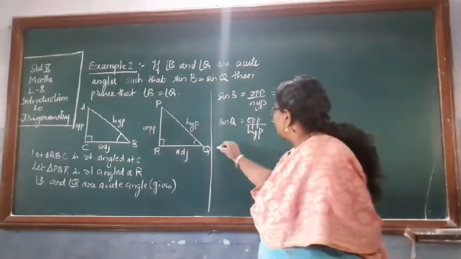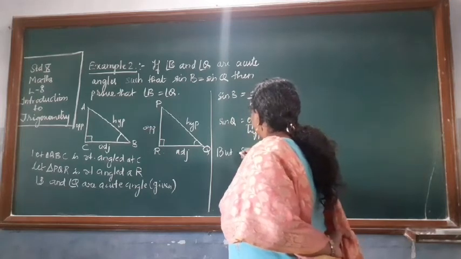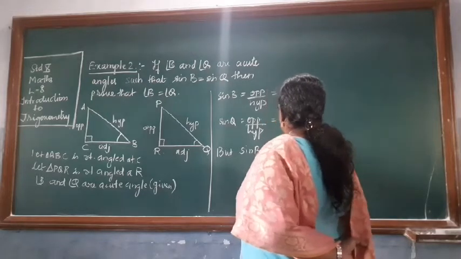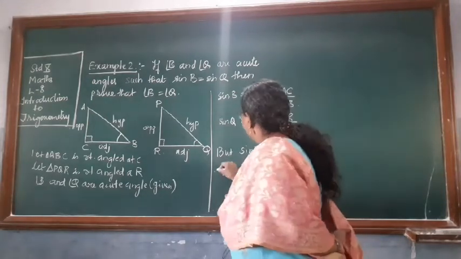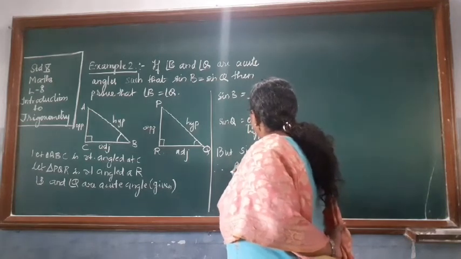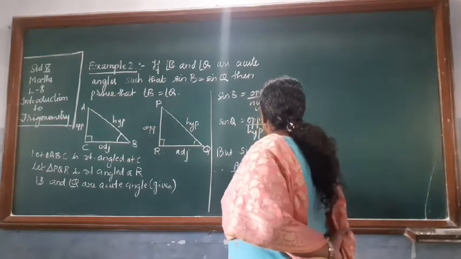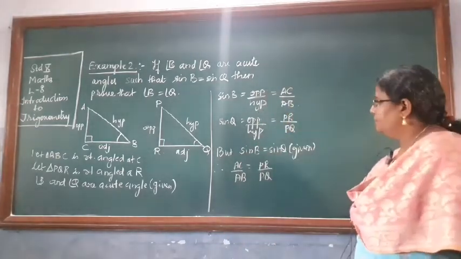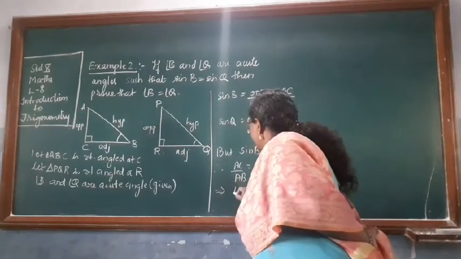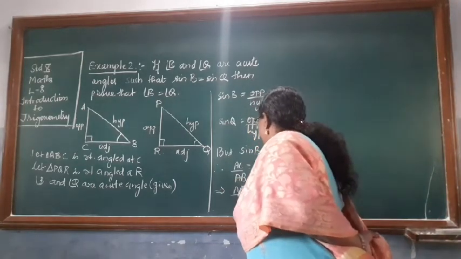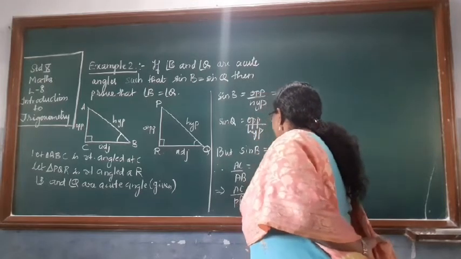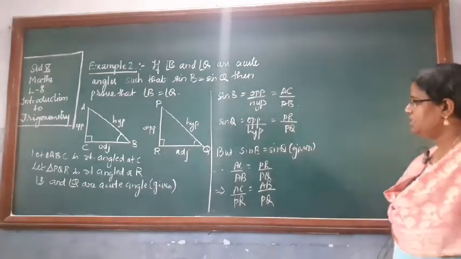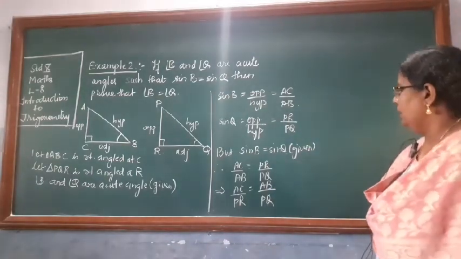Okay. But what is given? Sin B is equal to sin Q, given. So this is given to you. Therefore you have AC by AB equal to PR by PQ. So this implies that AC by PR is equal to AB by PQ. You can write it this way, isn't it? AC by PR is equal to AB by PQ.